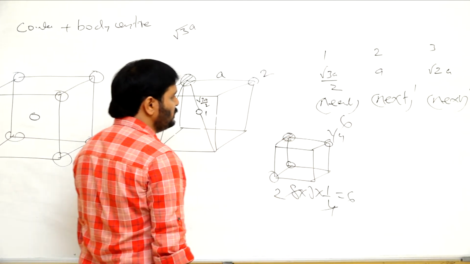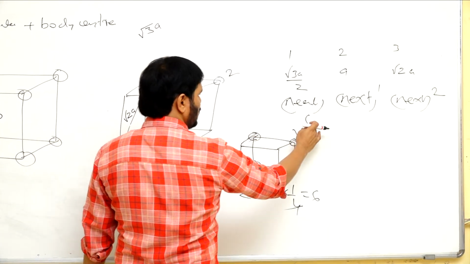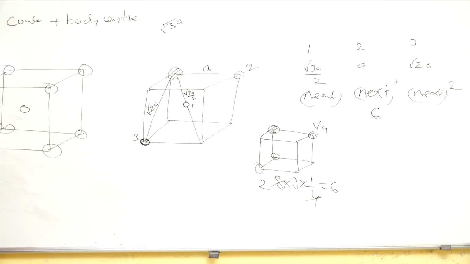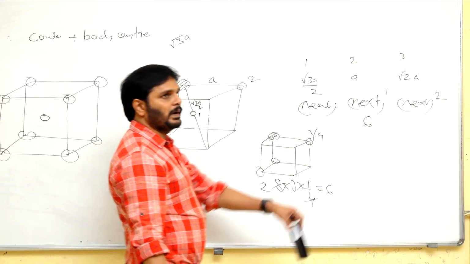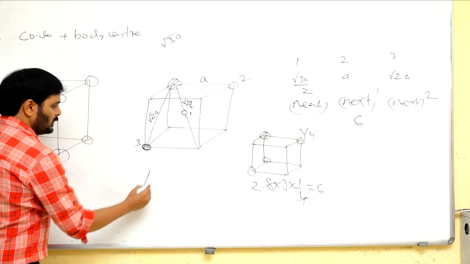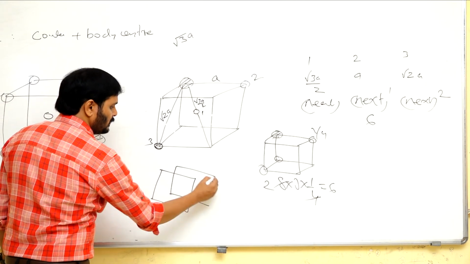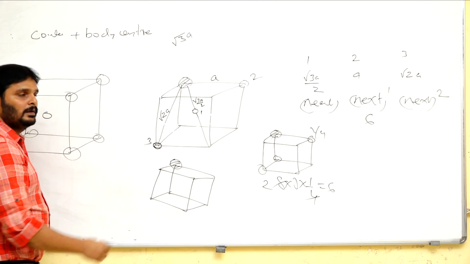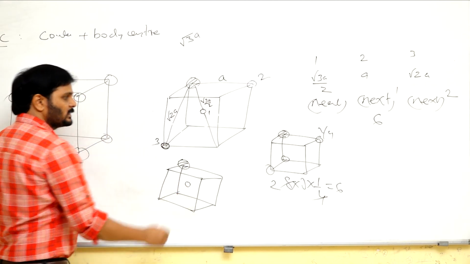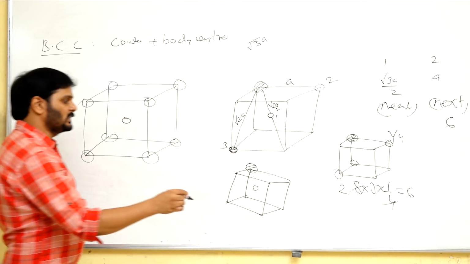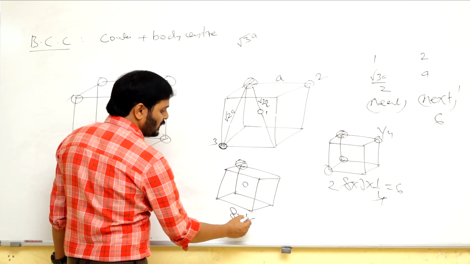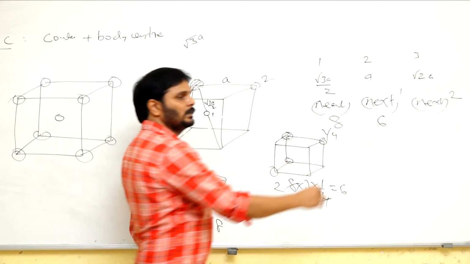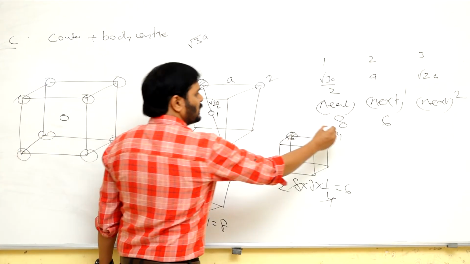Similarly, I need it for the next atom. Coordination number 6. Now, for root 3a by 2, I am going to the second one. This is the reference atom. Now I am taking the body center. Only one atom in the body center. So 8 into 1 into 1 equals 8. So here 8 is known as the coordination number.